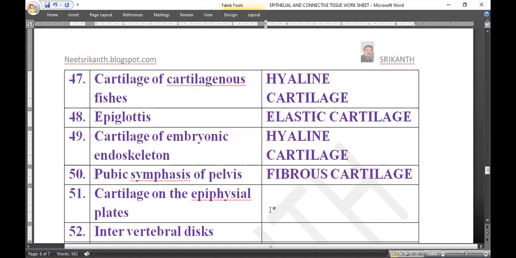Cartilage on the epiphyseal plates. Hyaline cartilage. Very good. Hyaline cartilage.